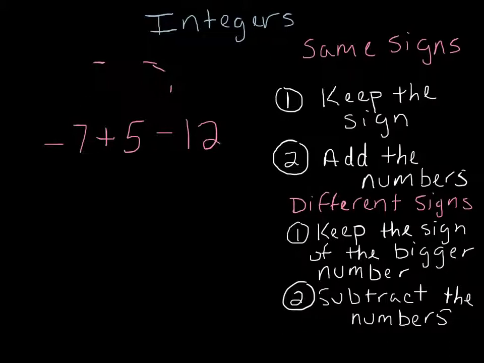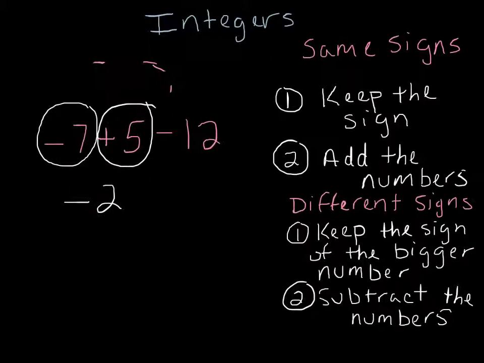So I'm going to circle the -7 and the +5, and so I have two different numbers, right? Two different signs. So a negative and a positive. I look to see, well, the 7 is the bigger number, so it's going to be a negative answer, and then 7 minus 5 is 2. And then I'm going to bring down the rest of my problem.